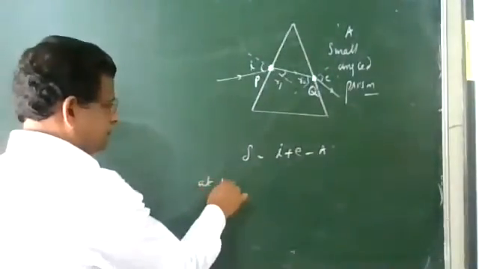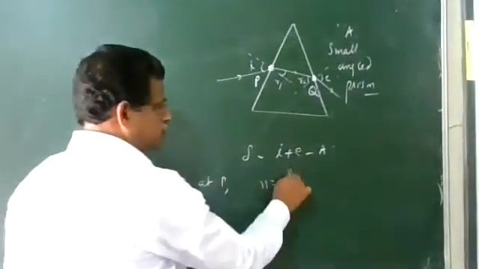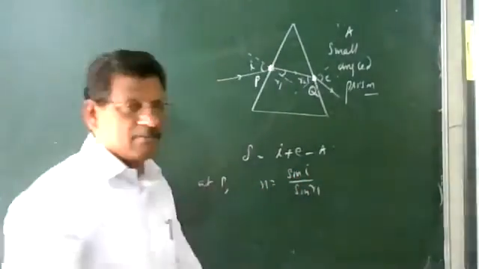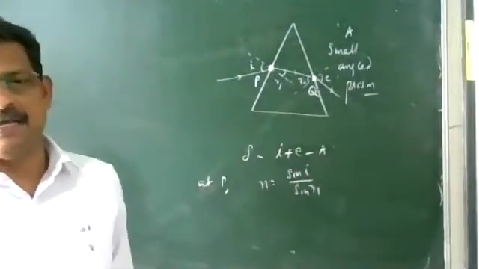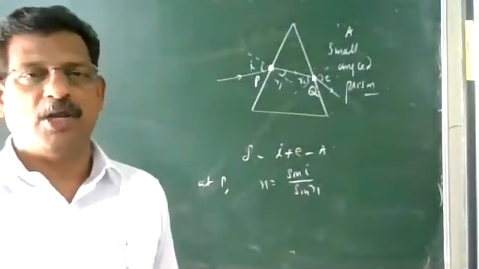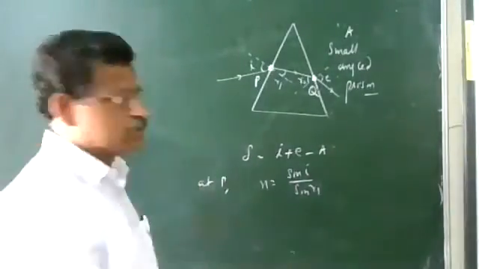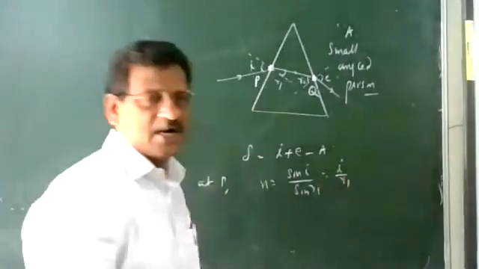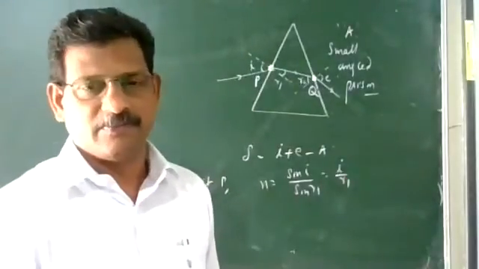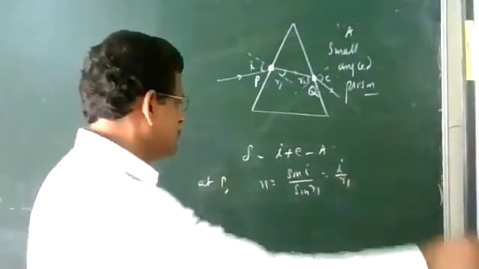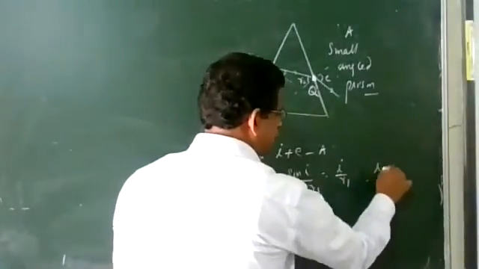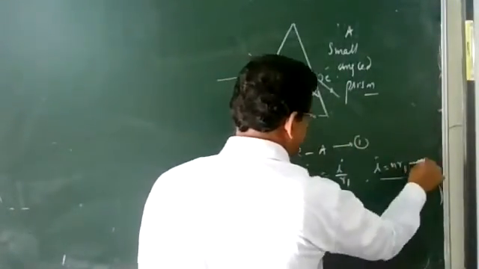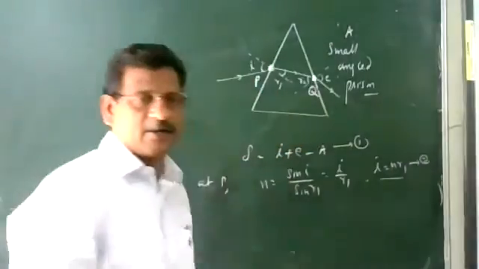At the first point, n equal to sine I divided by sine R1. But here the condition is I and R1 are very small, it is a small angle prism. So sine I can be written as I, and sine R1 can be written as R1, since they are small angles. So n equal to I divided by R1. So I is equal to n R1.